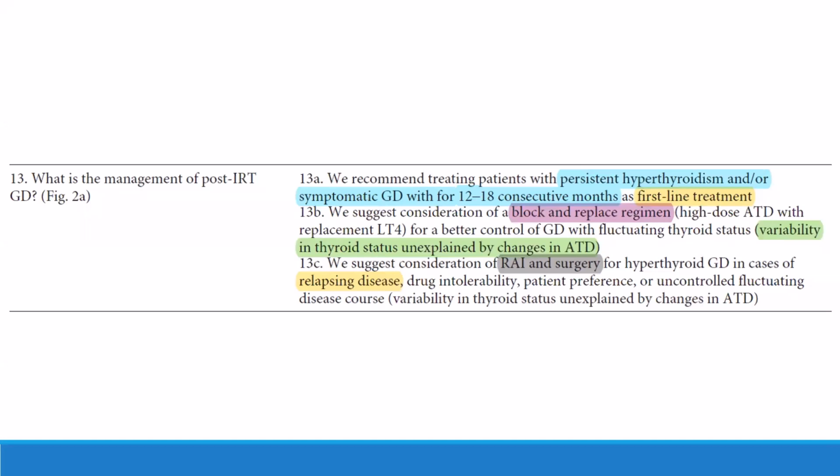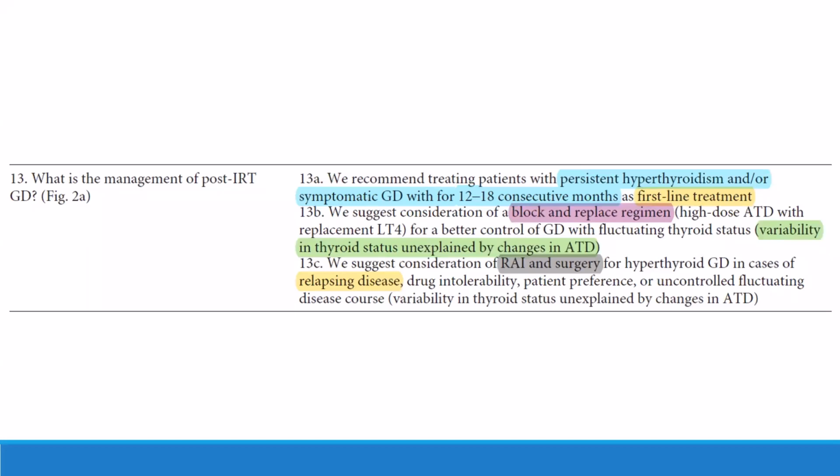A block and replace regimen, with high dose carbimazole and levothyroxine, is recommended only if there is a fluctuation or variability in the thyroid status unexplained by change in antithyroid drug. In this situation, a block and replace regimen is the preferred regimen if there is a fluctuation from hyper to hypo when using antithyroid drug alone.